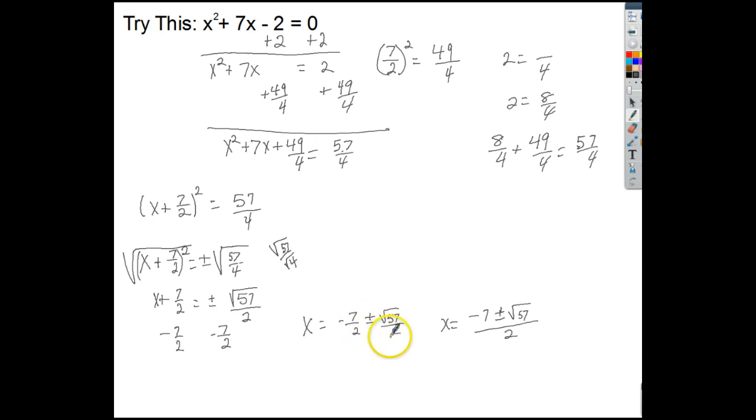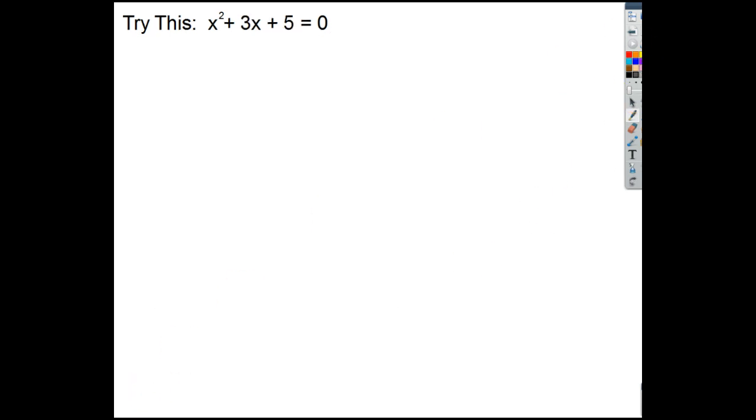And since these are the same denominator, if we wanted to, we could put all of that over the same denominator too. You might see the answer like this in the back of the book. I wouldn't have any problem with you stopping with this answer though. Okay, another one to try.